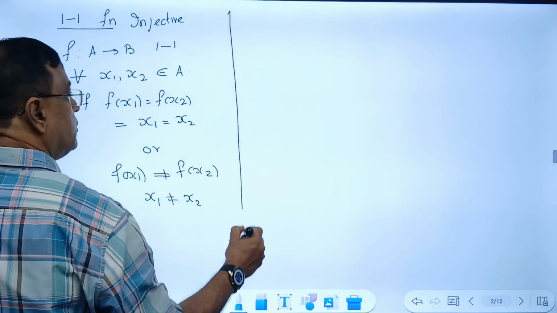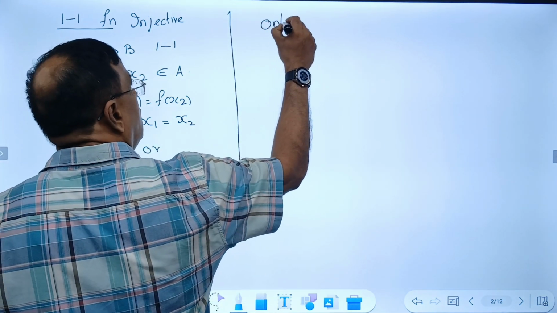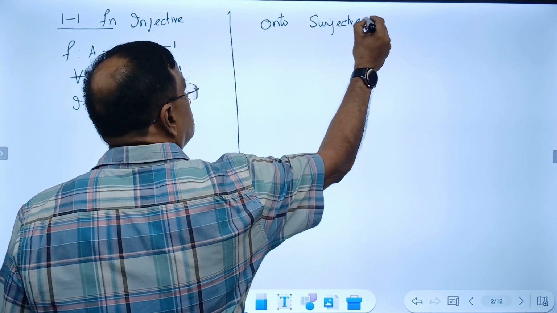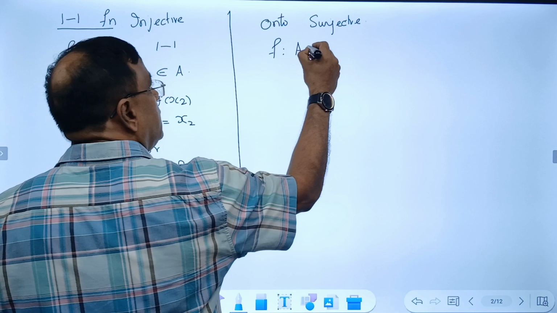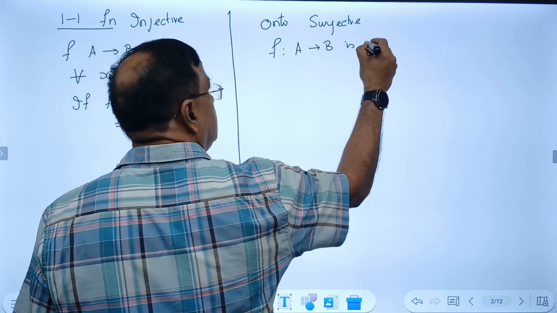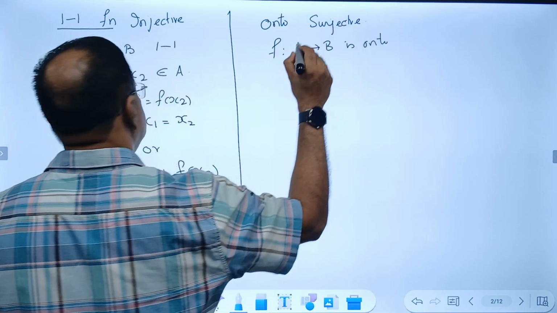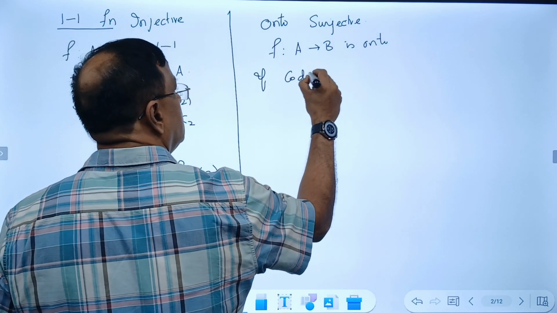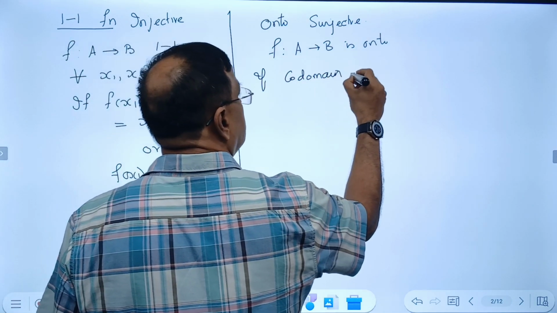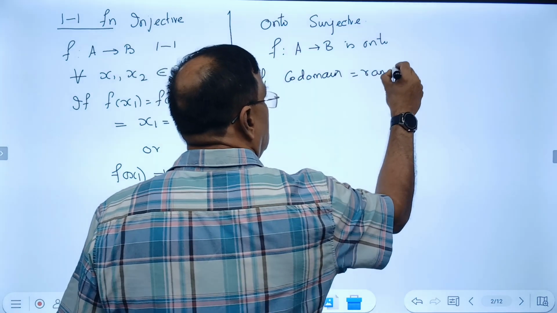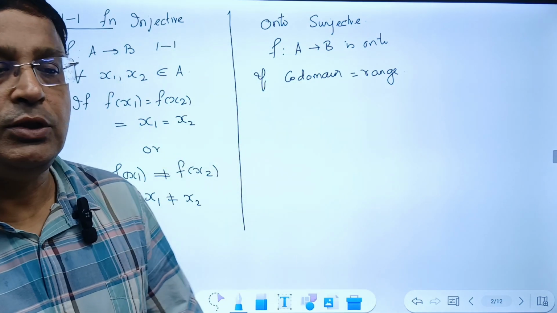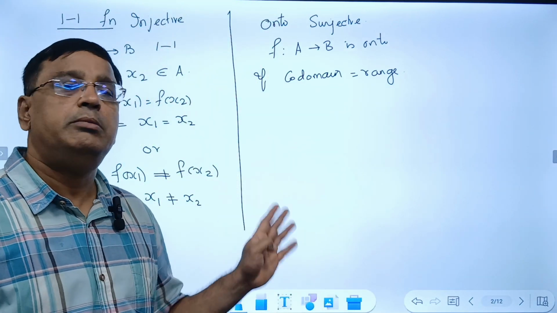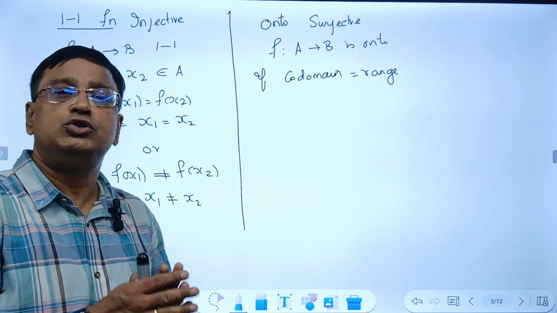Now what is an onto function? Onto function is also called surjective. So I will say f from A to B is onto when the codomain and range are equal, or in other words, if every element in the codomain has a pre-image, or you can say no element in the codomain is left out, every element should be mapped.